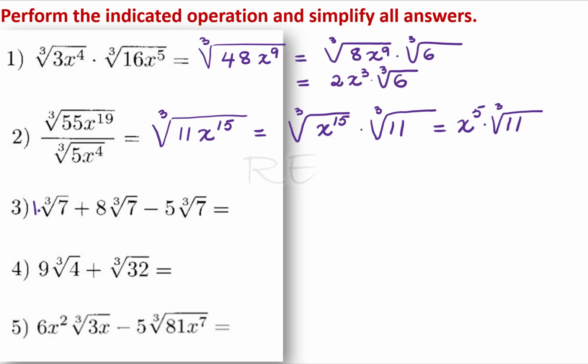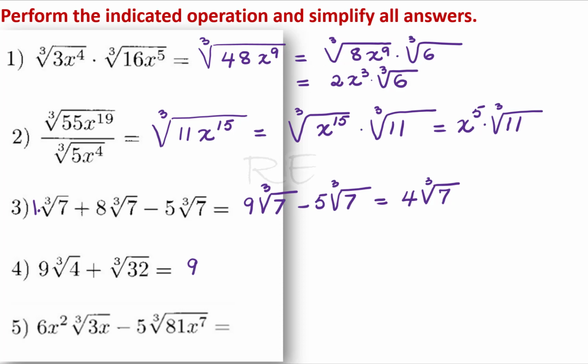Cube root of 7 plus 8 cube root of 7 minus 5 cube root of 7 is 9 minus 5, which is 4 cube root of 7. They are like radicals, so we could just combine them.